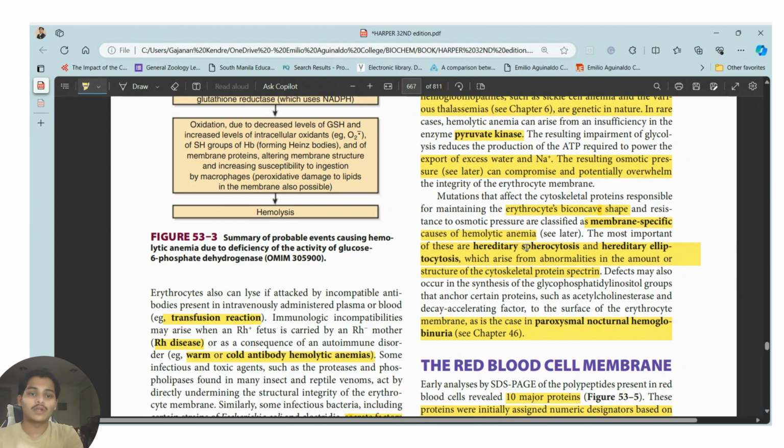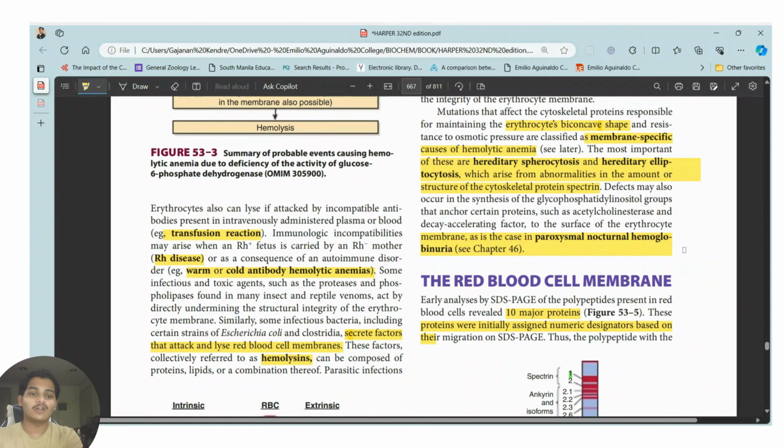It will become more and more globular, and in the case of elliptocytosis, obviously, the RBC will become elliptical in shape. Then, what is paroxysmal nocturnal hemoglobinuria? It is the presence of hemoglobin in the urine, specifically in the nighttime, which is caused by defects in the synthesis of glycophosphatidylinositol groups, such as acetylcholine esterase, which is useful for the destruction of acetylcholine, and the decay accelerating factor, which is responsible for the maintenance and regulation of the complement system.